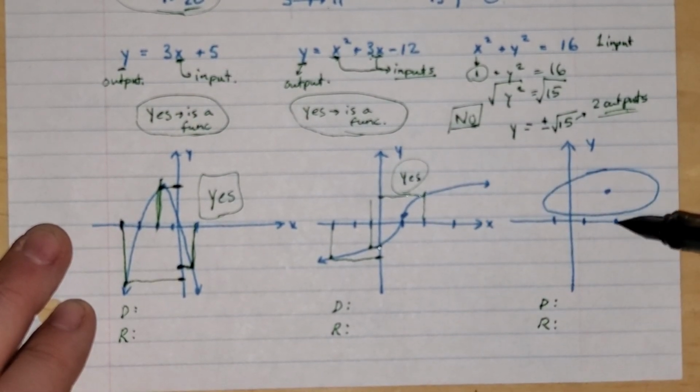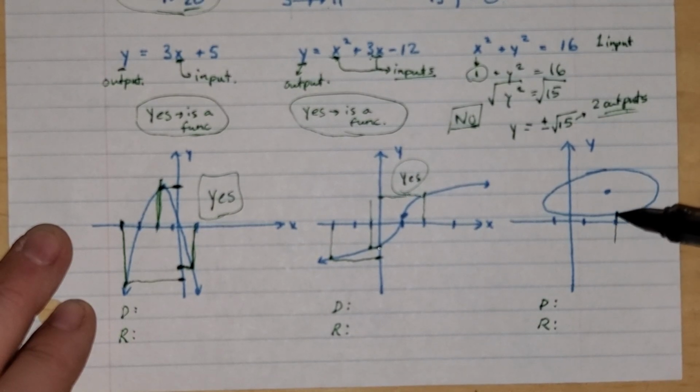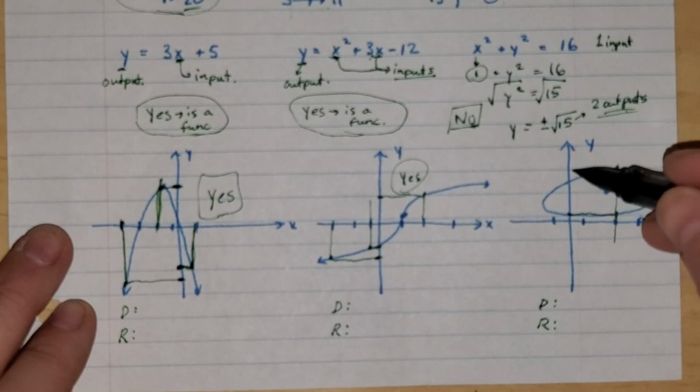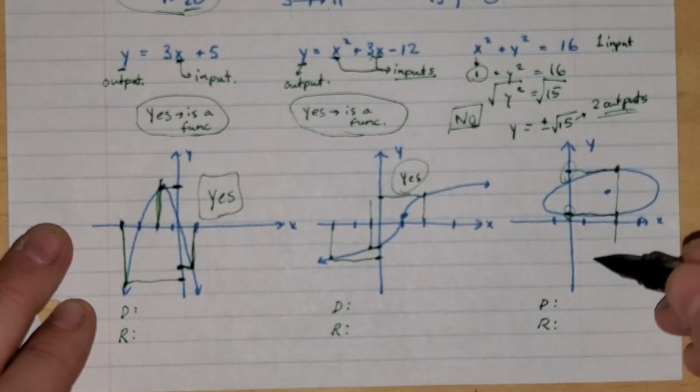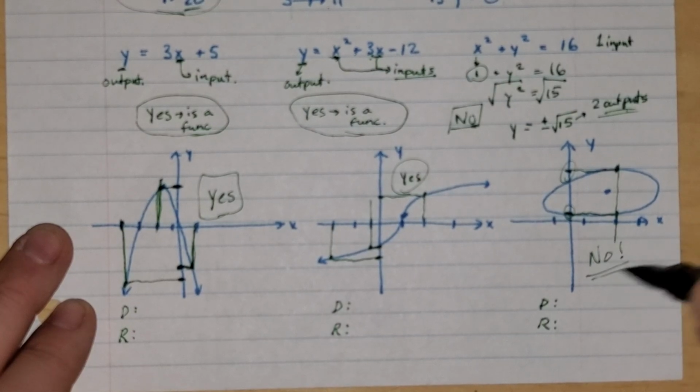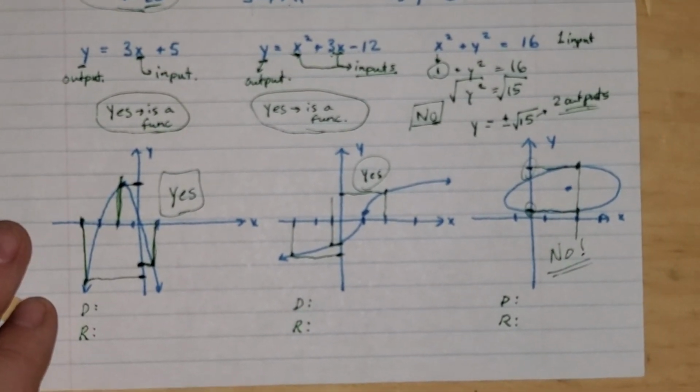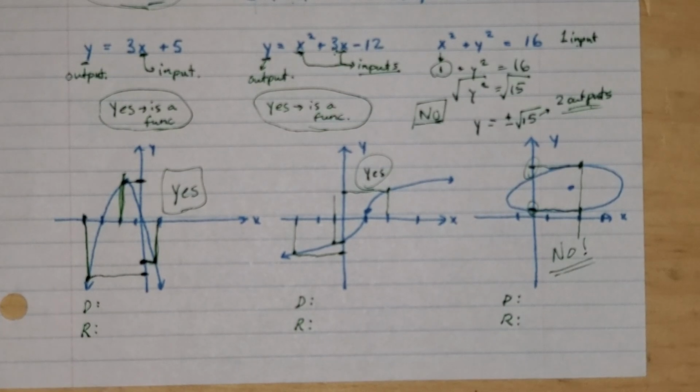How about this guy? Draw a vertical line. What do we get? We get a y value here, and we get a y value here. 2 y values. So no, this is not a function, okay? So if you have the graph, you can use the vertical line test.